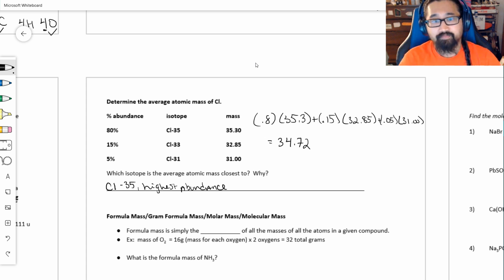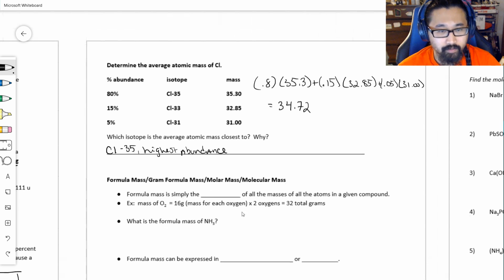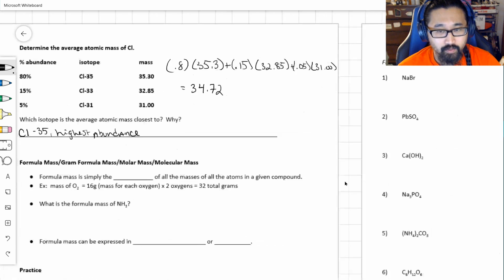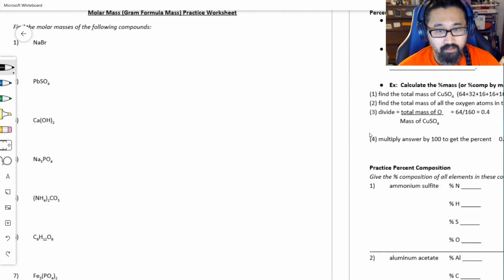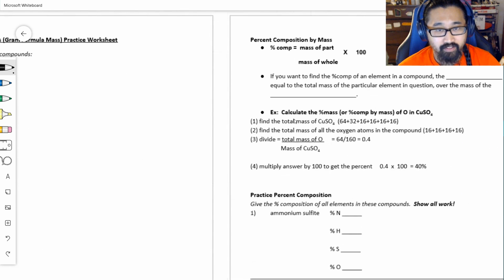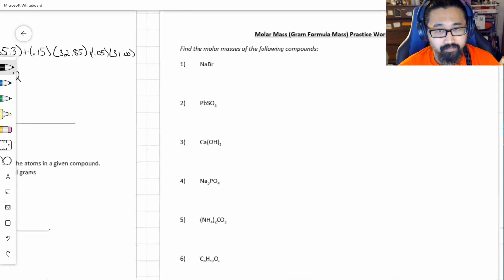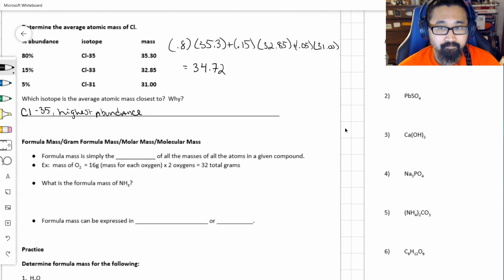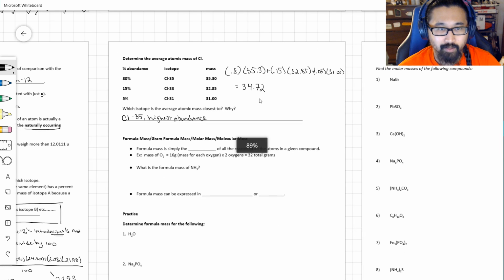Alright. Now, this is not a super difficult thing, but it can be a little tedious, right? Just recognizing it. We will get into the formula mass, and we will get into, over here, percent composition on B-Day. It's a tomorrow problem.